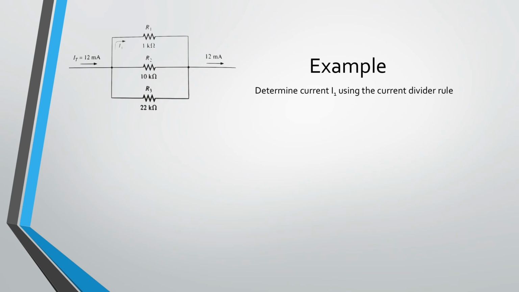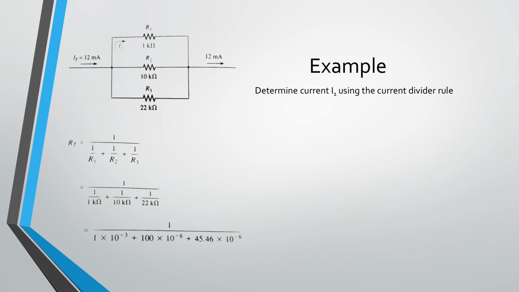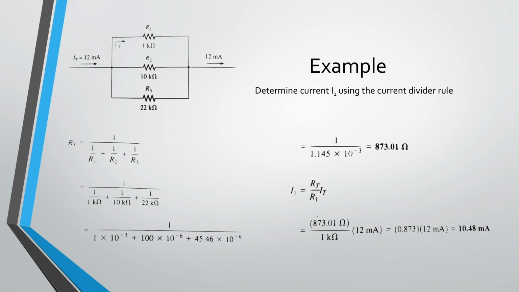Time for an example. The question asks, determine current I1 using the current divider rule. To start this question, we need to find the total resistance, which we find to be 873.01 ohms. Using the current divider rule, we sub in our values and we get a final answer of 10.48 milliamps.